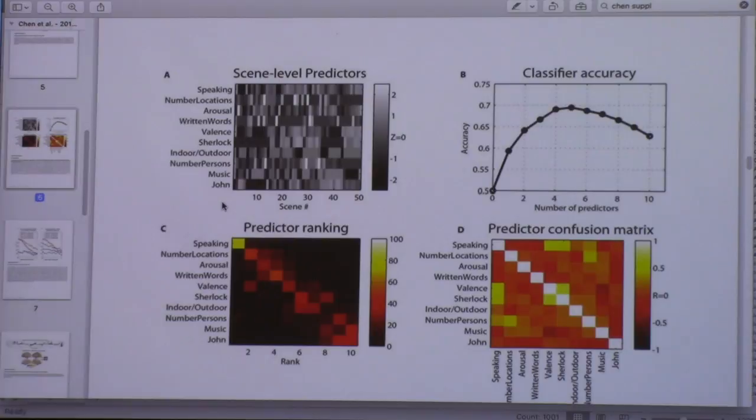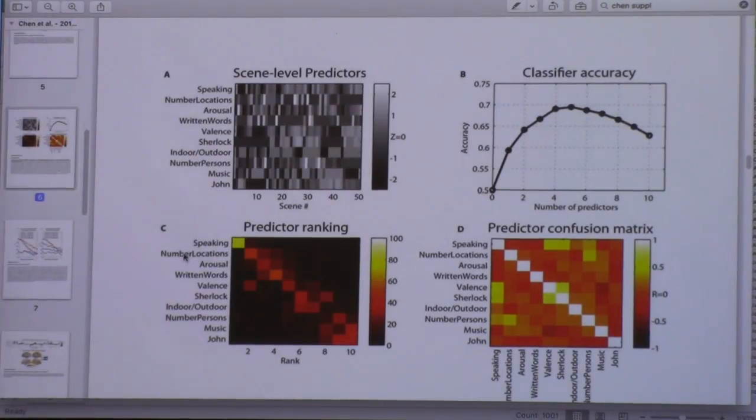What you can do is rank them here. So this predictor ranking goes with this classifier accuracy plot, right? So speaking is the best predictor, at least for this region. In a lot of other regions I've looked, speaking is also a very good predictor. And of course, speaking is highly correlated with Sherlock being on the screen. So that might be one of the reasons that Sherlock isn't as important in this list, right? Anytime you have correlated predictors, one of them is going to take up a lot of the variance, and then the other one kind of gets pushed down.